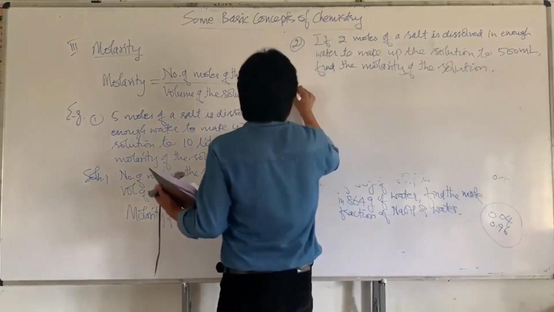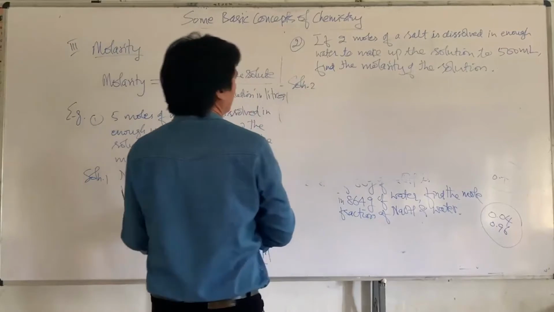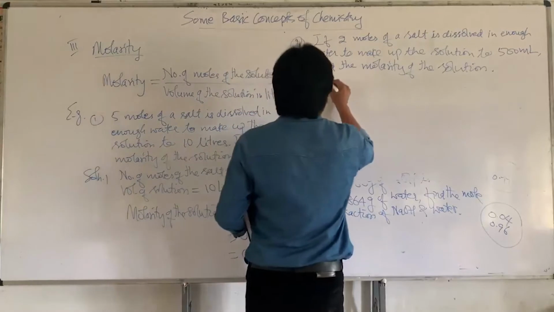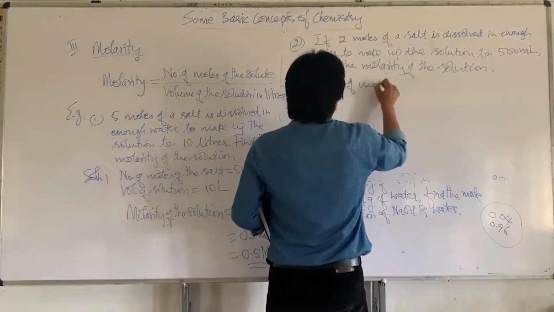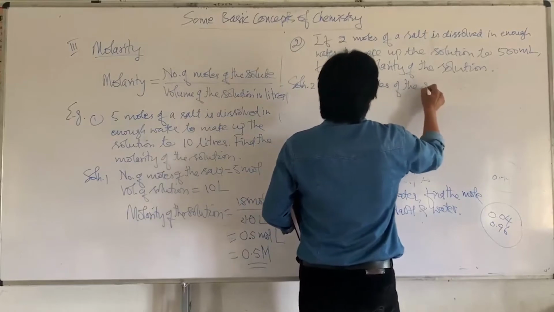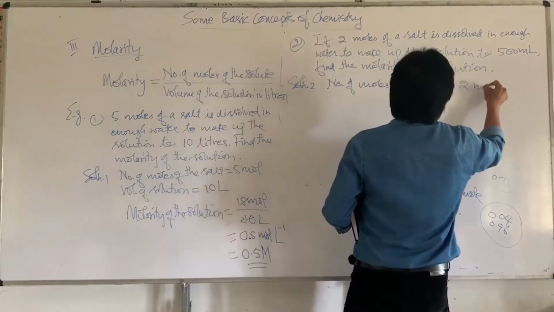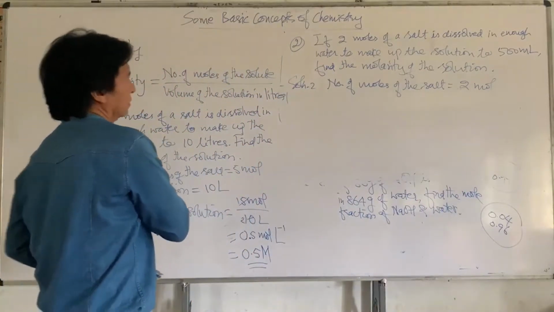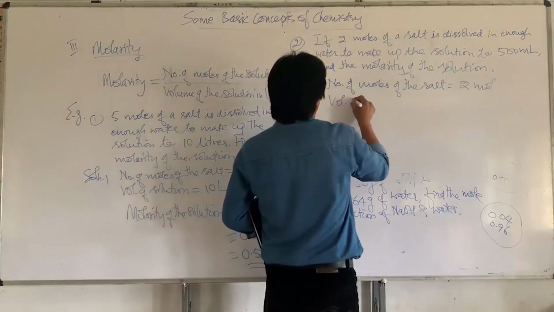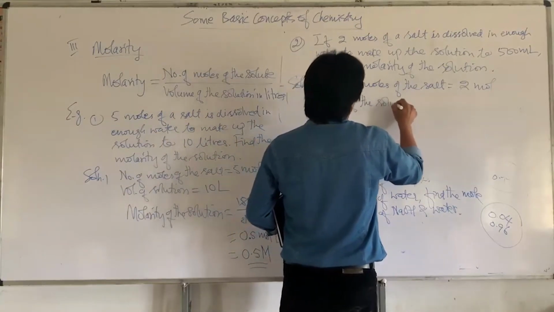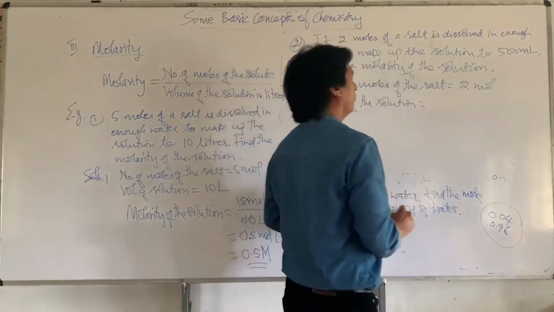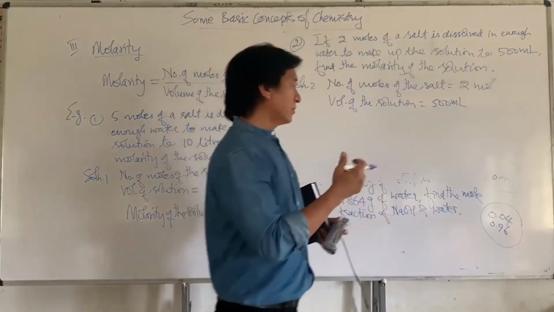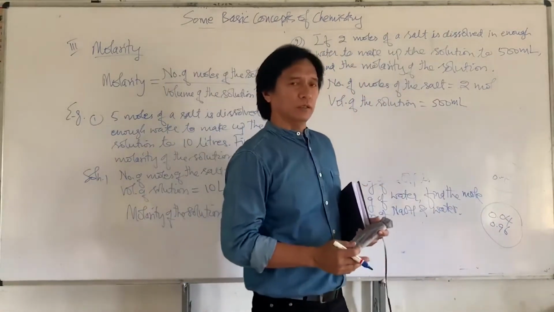That's it. So here you are directly given the number of moles of the salt. So you write number of moles of the salt is 2 moles. And then the next thing is the volume of the solution, right? The volume of the solution is 500 ml. 500 ml means 500 milliliters. You have to change this into liters.